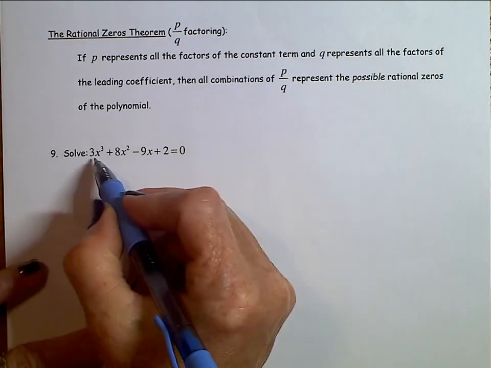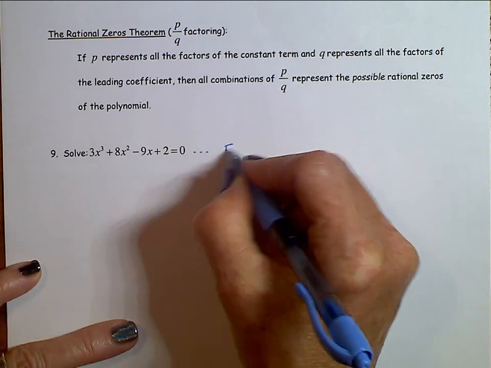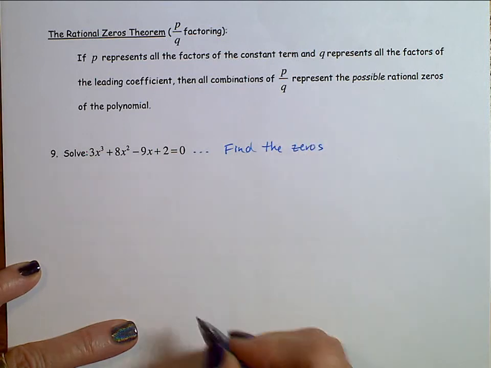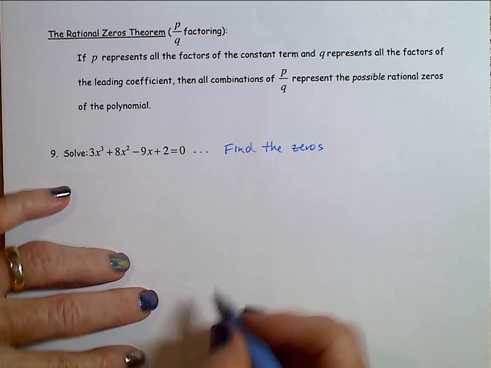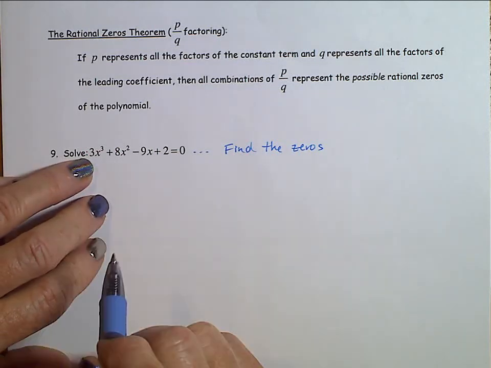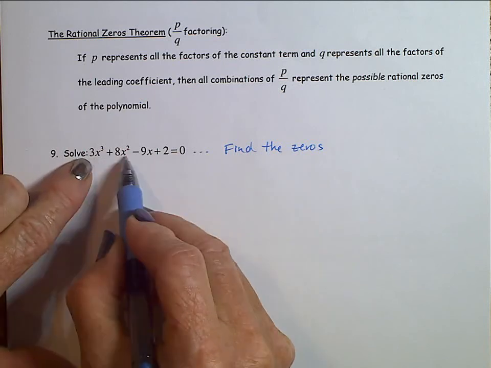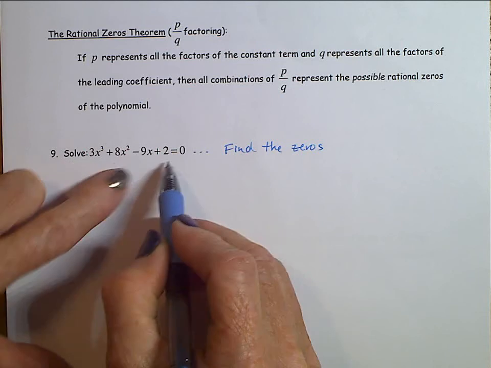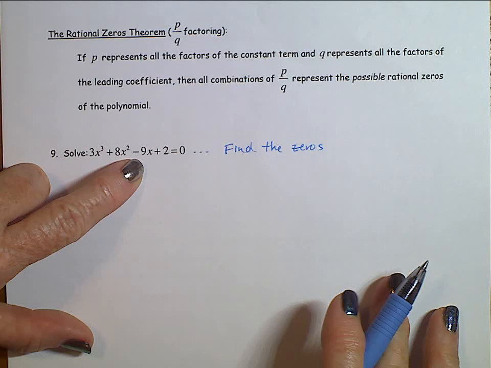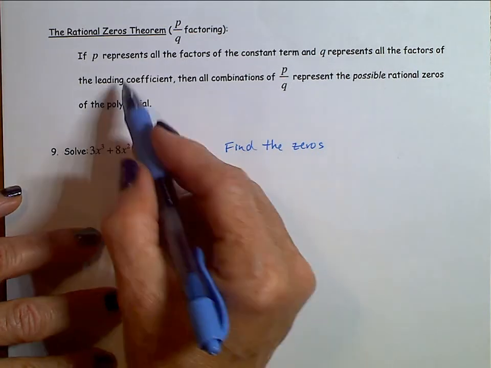I want to know where this polynomial is equal to 0. So we want to find the zeros. This is not going to factor by grouping. We have 4 terms, and it will not factor by grouping. There's only an x squared common here, which would leave us with a 3x plus 8. Clearly, you're not going to get a 3x plus 8 out of this one. So let's move on. What we're going to have to do then is to do this P over Q factoring.